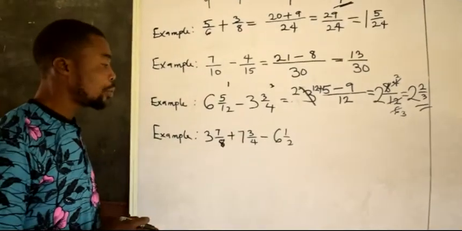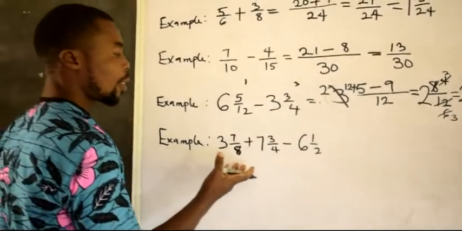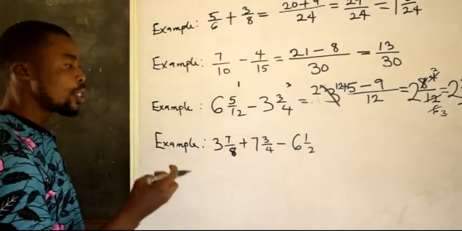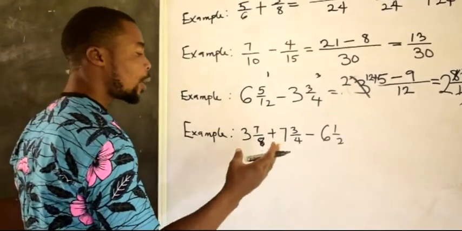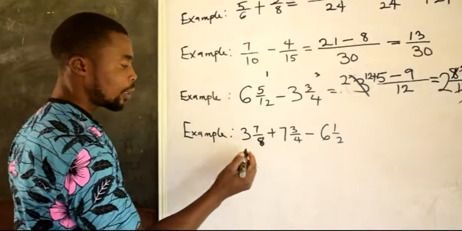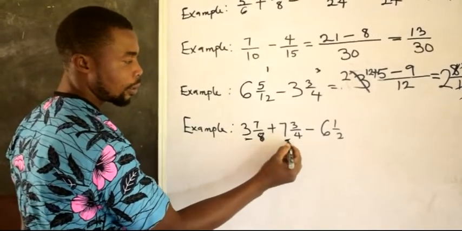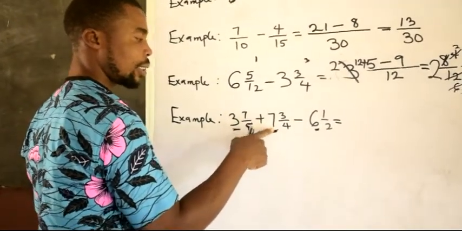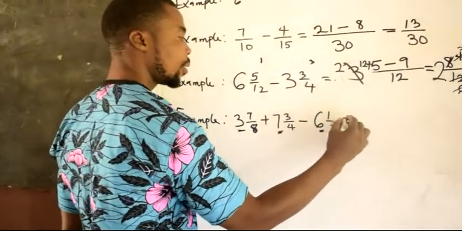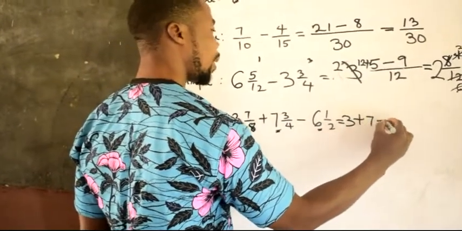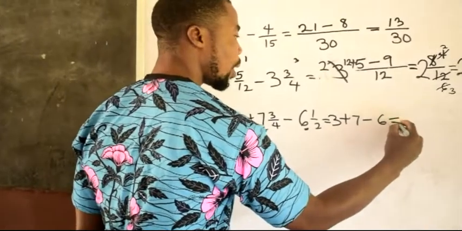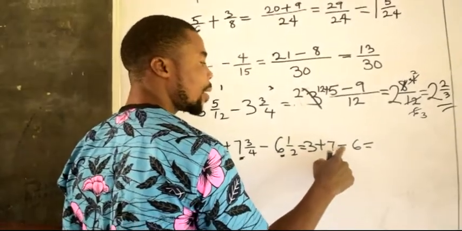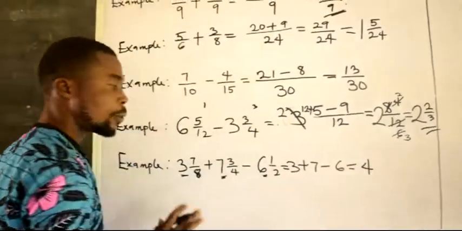Let's look at this last example. Here we have this combination of plus and minus. The first thing you do is you work out the whole number first. These are the whole numbers 3, 7, and 6. 3 plus 7, that is 10, minus 6 will give us 4. That is for the whole number.